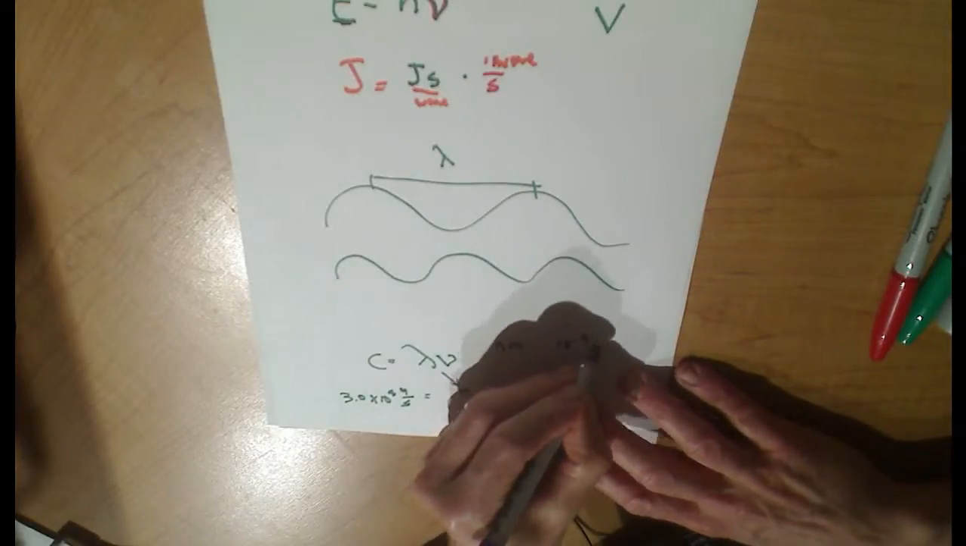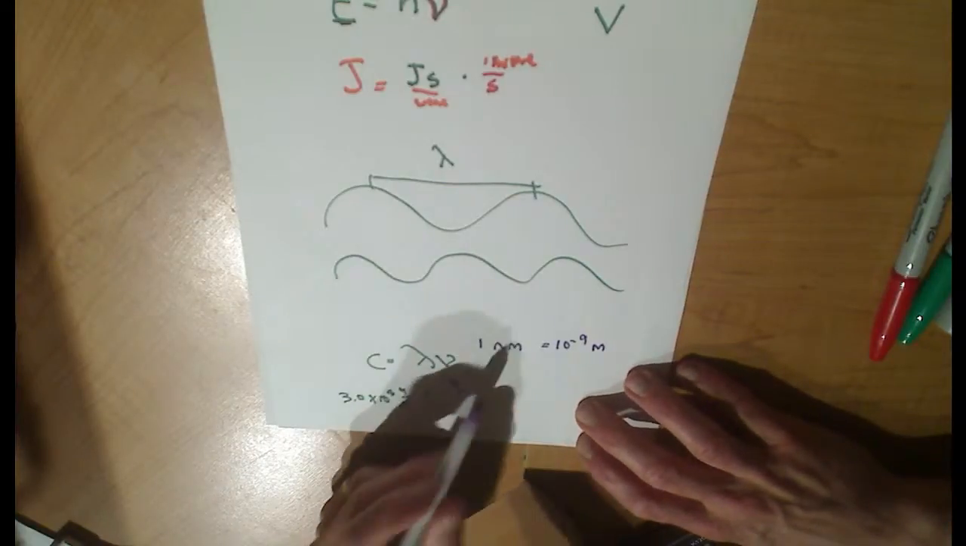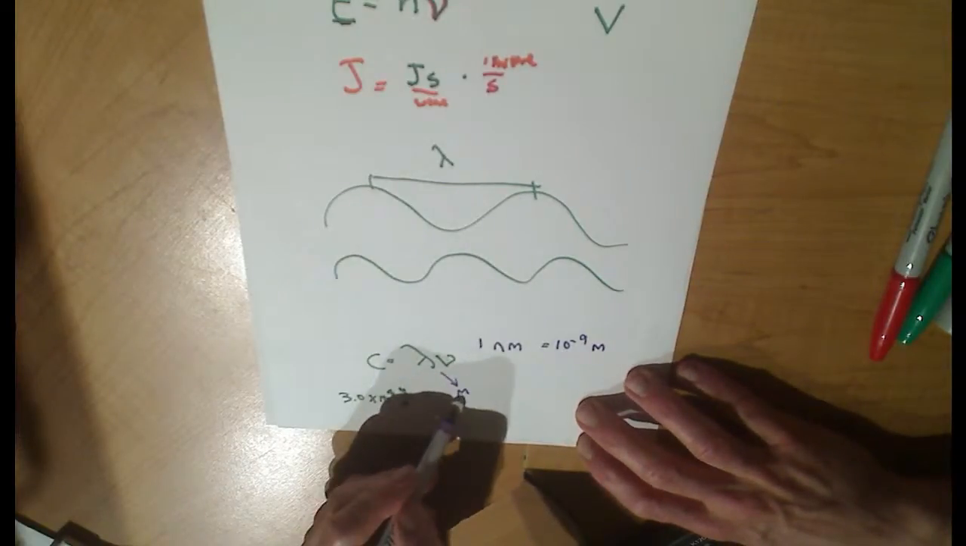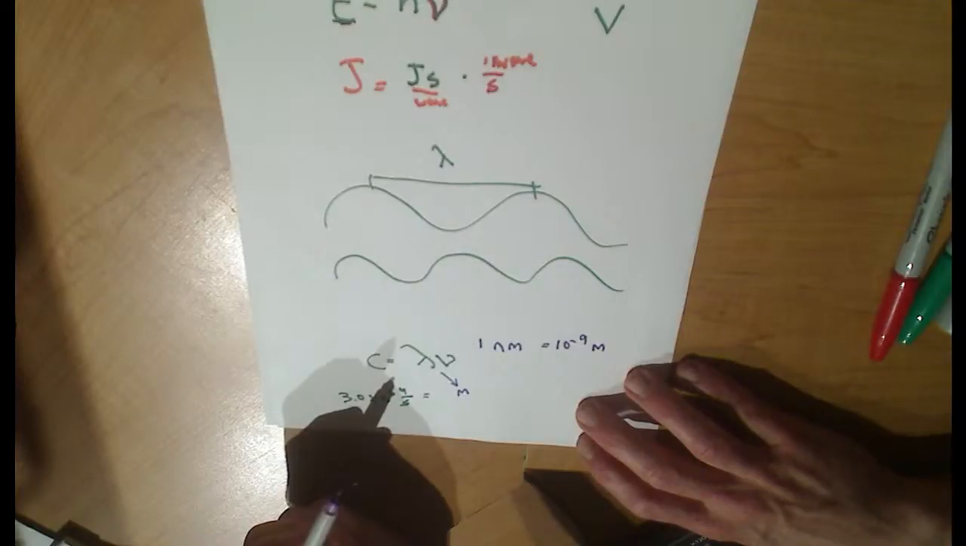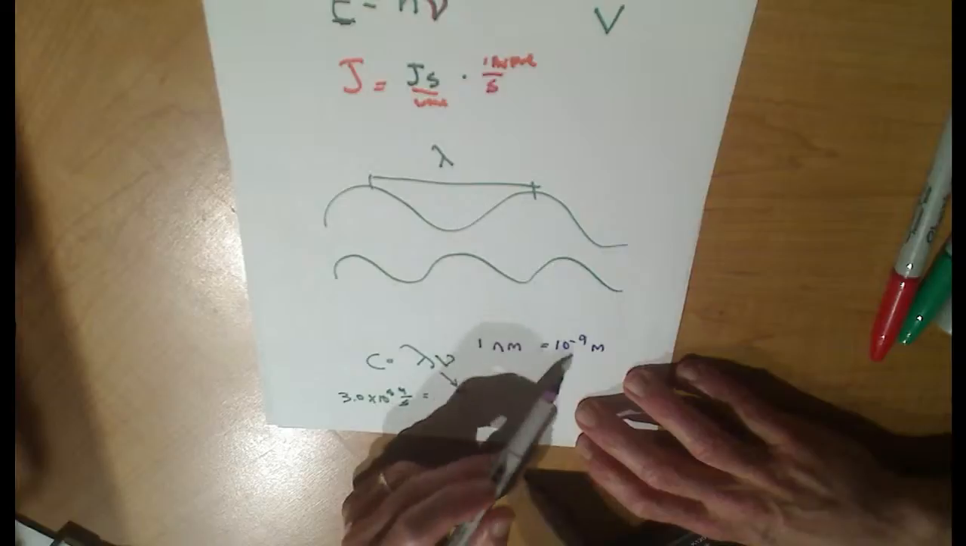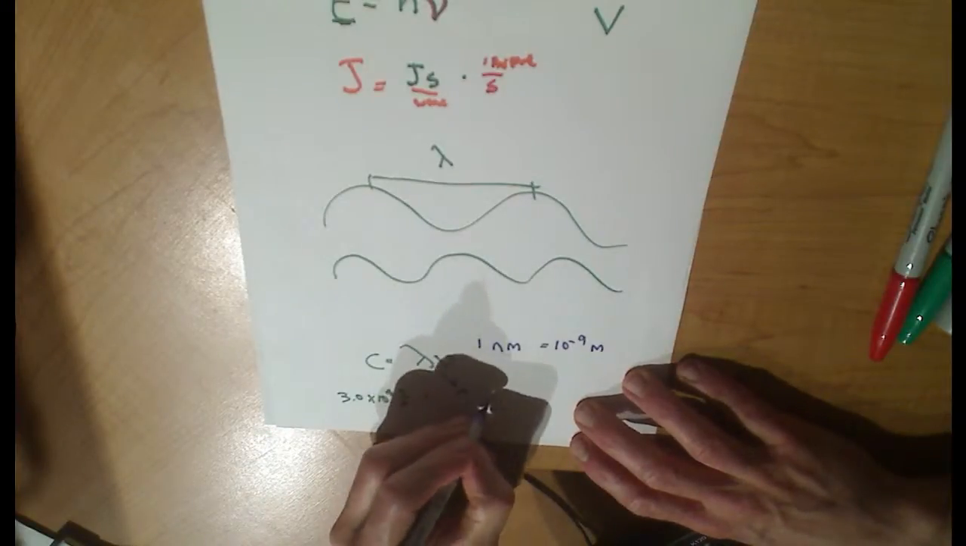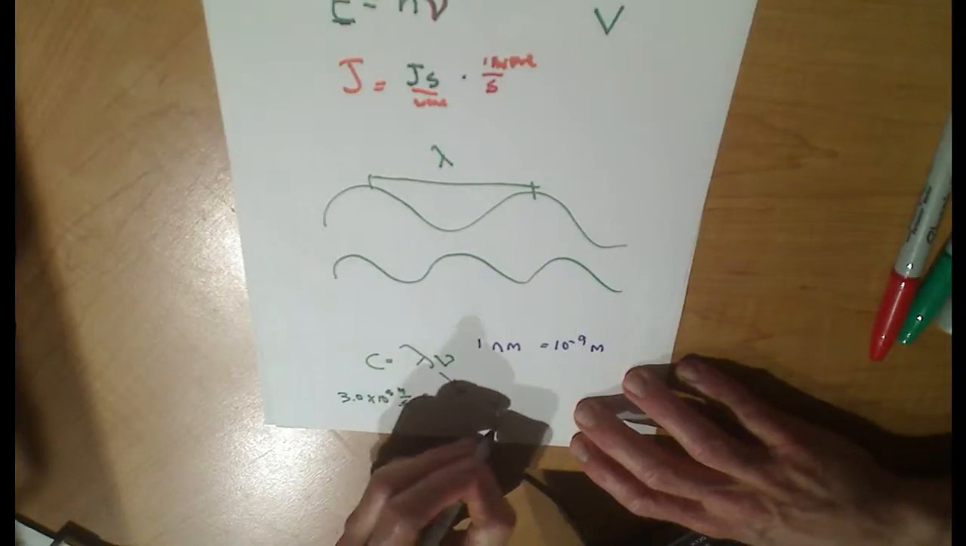Alright. A nanometer, 1 nanometer is 10 to the negative 9th meters. So if you're given it in nanometers, now you've got to convert your wavelength to meters. Very important. Divided by 10 to the 9th. Alright, and then nu again should be given in per seconds.